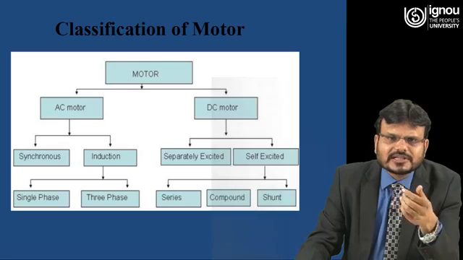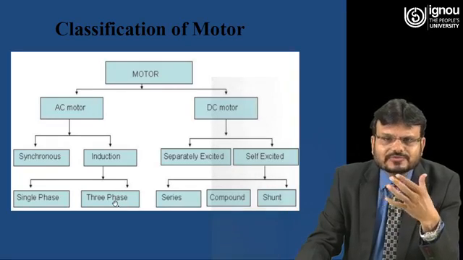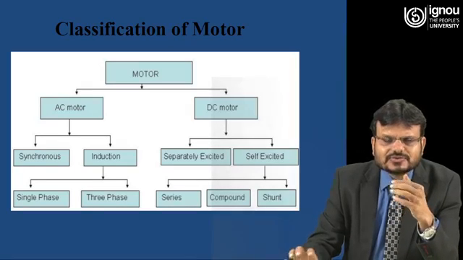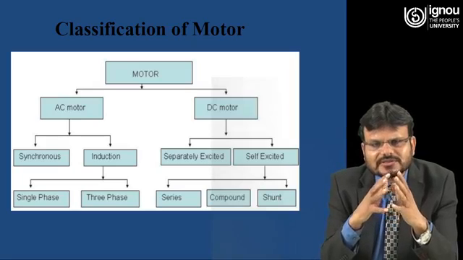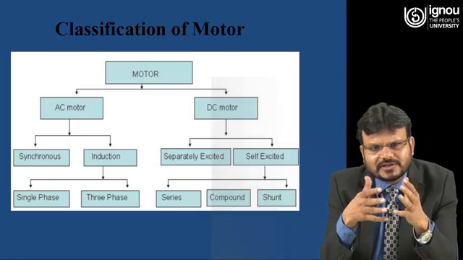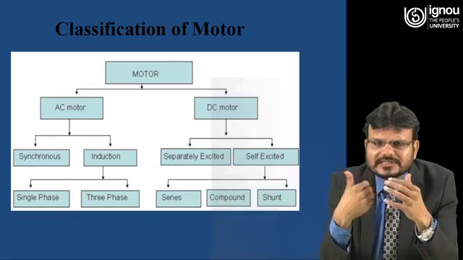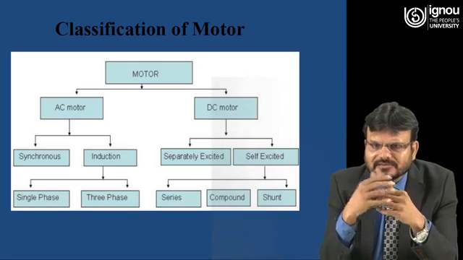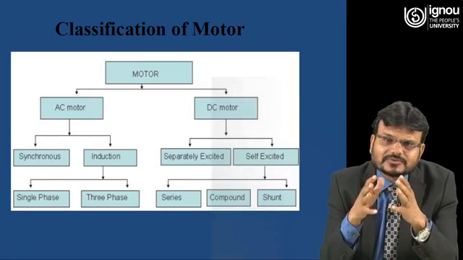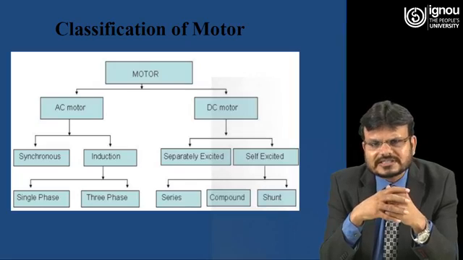This induction motor can again be classified as a single-phase induction motor and a three-phase induction motor. Our focus here is to discuss the three-phase induction motor. In the case of a three-phase induction motor, what happens? You give the three-phase AC supply, and by the three-phase AC supply you get the field, and due to some working principle you get the desired torque, which will be discussed in an upcoming slide. That is called a three-phase induction motor. This three-phase induction motor can again be classified as a squirrel cage induction motor or a slip ring induction motor.